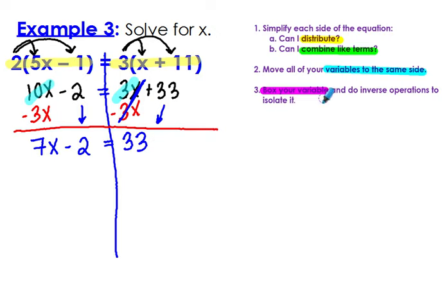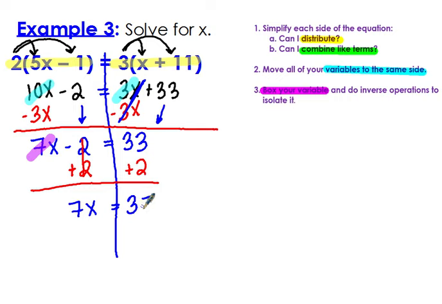Next step, box your variable. Get rid of everything else around it. So I'm going to have to get rid of minus 2. In order to do that, I'm going to add 2. So the only thing left on this side is 7x because negative 2 plus 2 goes to 0. And then I've got 33 plus 2, which is 35.